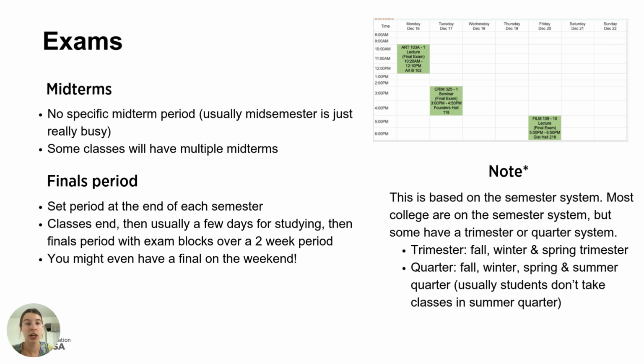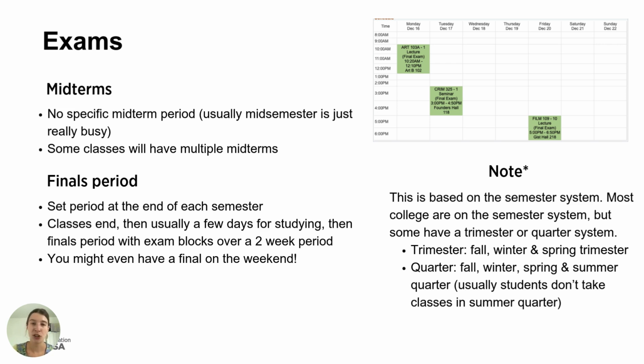And then finals period will be a set period at the end of both the fall and the spring semester. And classes will end. You'll get a day, a few days to study. And then you'll have the exam period where there's exam blocks interspersed. So I put a sample schedule up here. 3-hour chunks of time to take the exams. You might even have a final on the weekend. I just took an exam on a Saturday, so lots of fun.